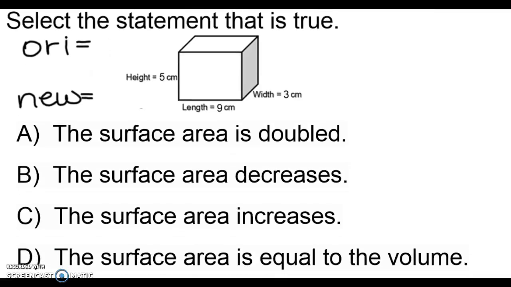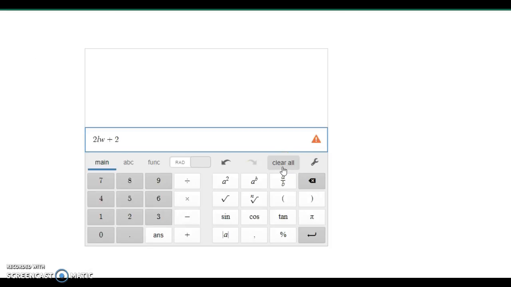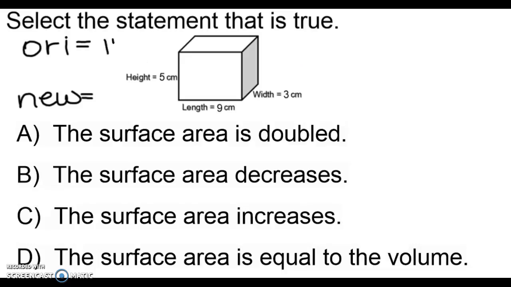All right. So we need to find the original surface area here. So I'm going to go right to Desmos. I'm going to clear this all out, and because this is a rectangular prism, I'm going to go ahead and toss in exactly what the formula says that it is. And I am just messing up left and right here. Here, let's try this. All right. And if you take a look at the picture, it does say that your length is 9, your width is 3, and your height is 5. So the original here that we have is that the surface area is 174.